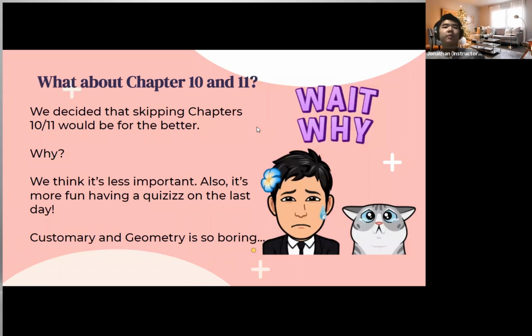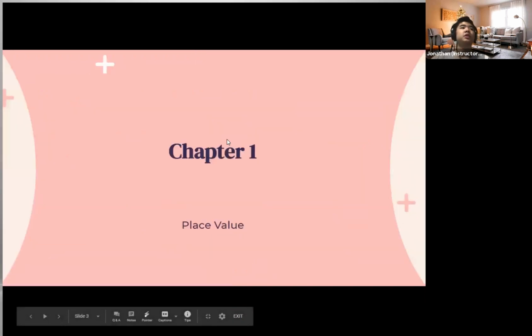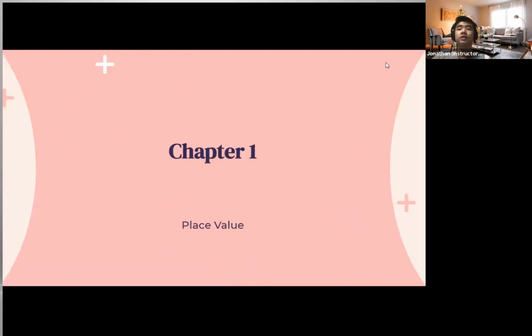So you may remember that I think there was a total of 9 chapters that we did, and there's actually a total of 11 chapters. But I decided that skipping 10 and 11 will be better because geometry and customary system is one. So I think I told you yesterday that customary was kind of irrelevant in geometry. I think we learned a little bit of geometry. So that's why I'm not including that in this video. I mean, in these slides. So we're gonna move on.